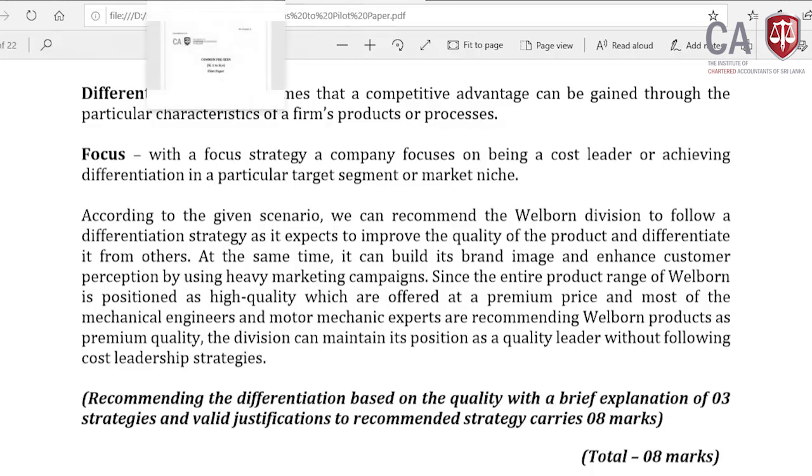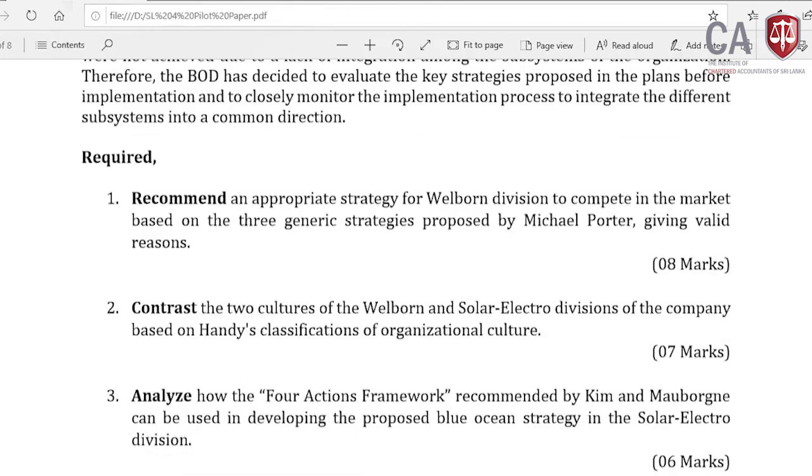Then we look at part B also. So, what is part 2 of the question? Part 2: contrast the 2 cultures of the Wellborn and Solar Electro divisions of the company based on Handy's classification of organizational culture. Now, if you remember the theory part, this is tested based on the culture topic.